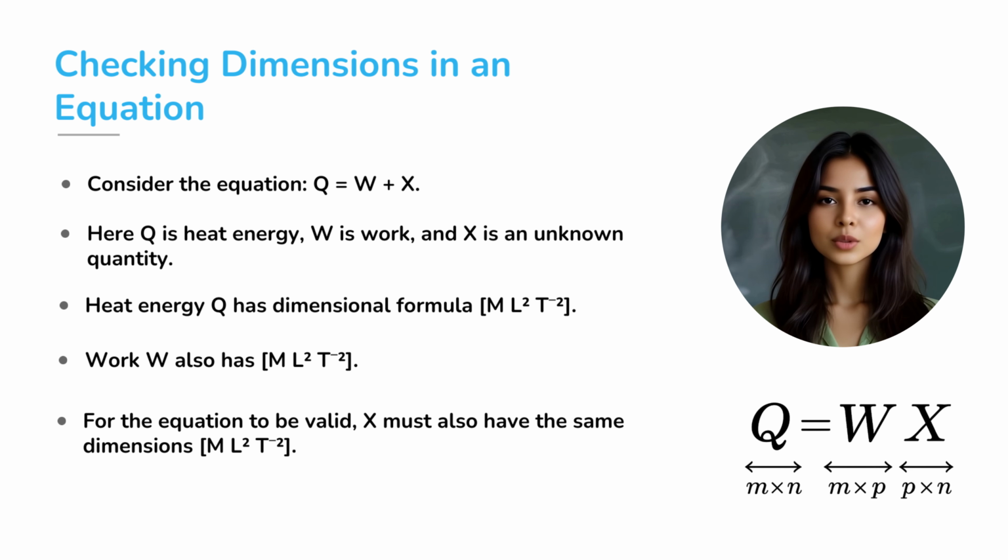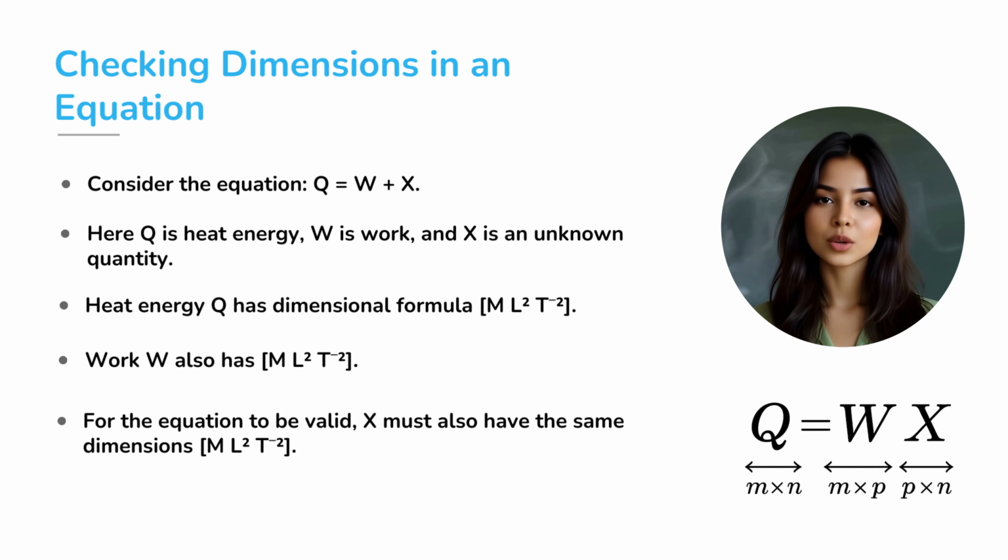Let's look at an example to see how this works. Suppose we have the equation Q equals W plus X. Here, Q is heat energy, W is work, and X is some unknown quantity. Now, the dimensional formula of heat energy Q is mL squared T to the power minus 2. The dimensional formula of work W is also mL squared T to the power minus 2.